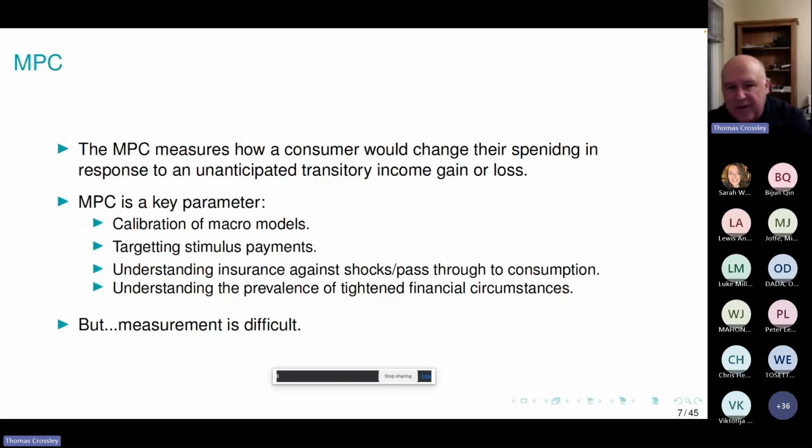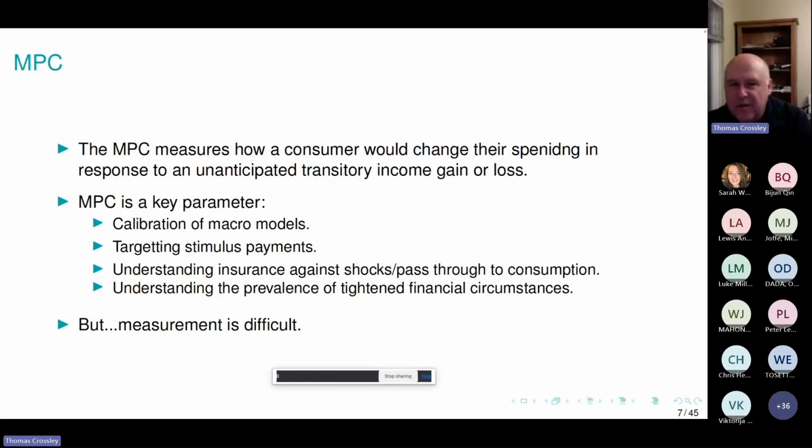It helps us understand insurance against shocks and pass-through to consumption. Because we think the standard consumer model would tell us that consumers who are in comfortable financial circumstances with high levels of liquidity should smooth transitory income shocks, whereas consumers in straitened financial circumstances may have much higher pass-through of transitory income shocks to spending.